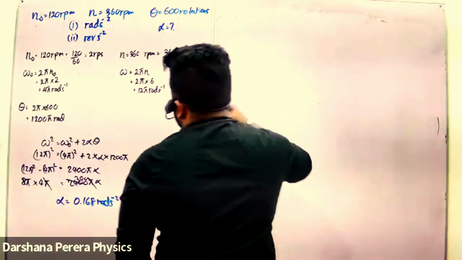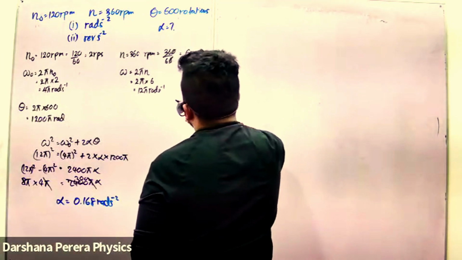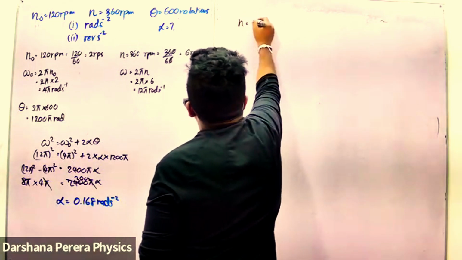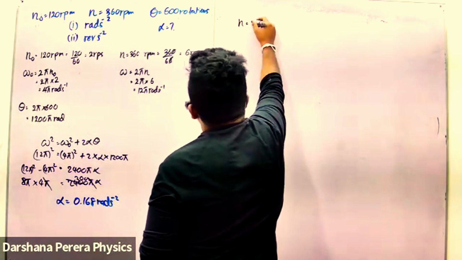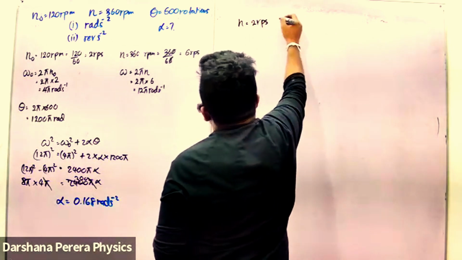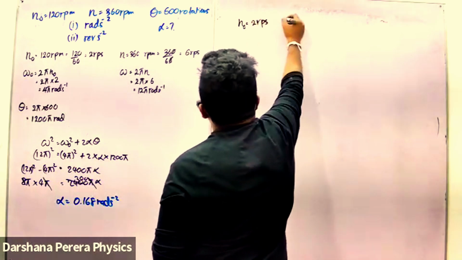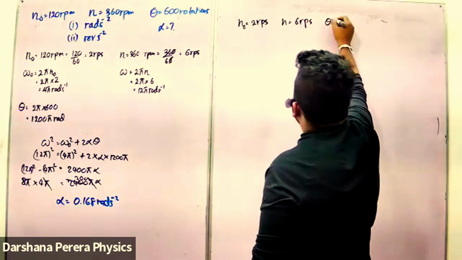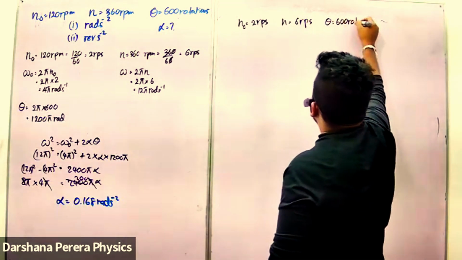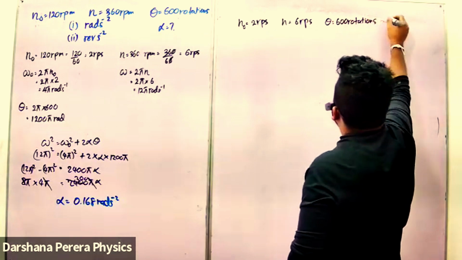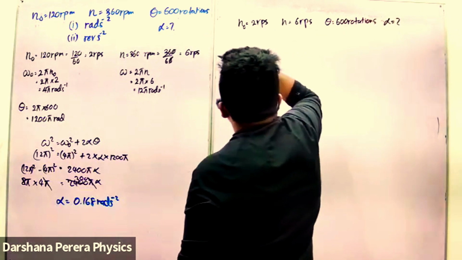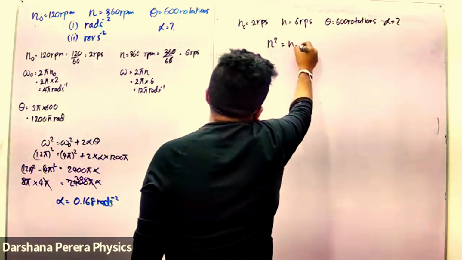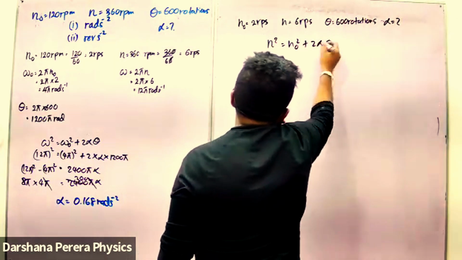Then, using the previous rotational equations, n naught equals 2 RPS, n equals 6 RPS. Then theta equals the number of rotations, 600 rotations. We have to take the alpha. What is the equation? n square equals n naught square plus 2 alpha theta.